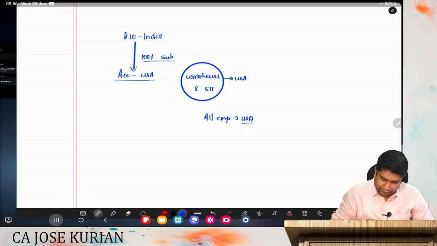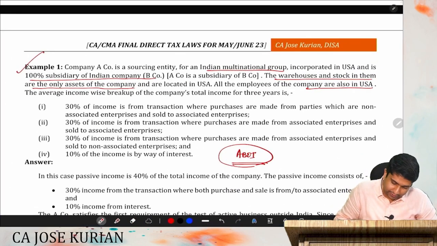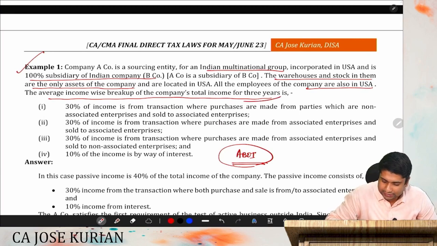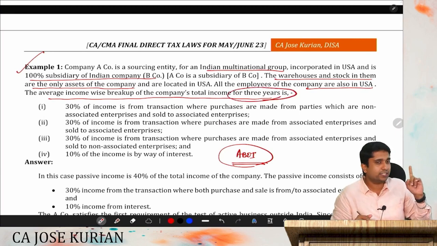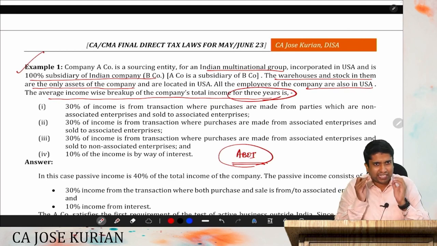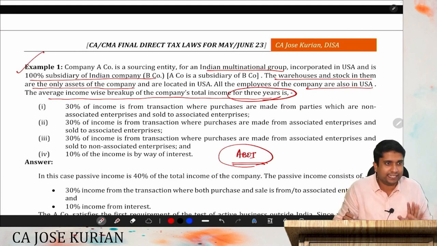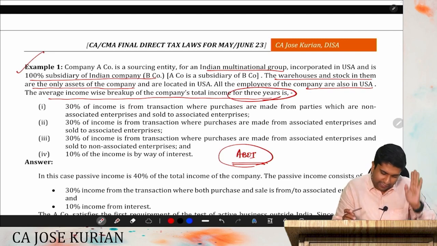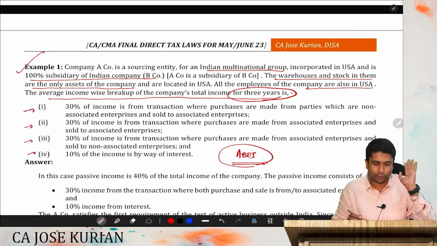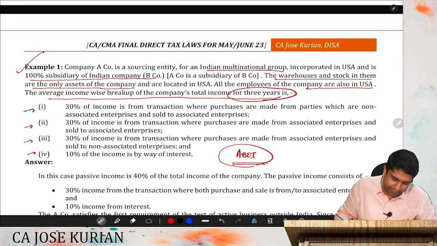Now they have given an income-wise breakup. They have given the average income-wise breakup of the company's total income for 3 years. What is the logic behind these 3 years? I'll tell you later. Are you all with me? For the time being, just forget about this 3 years point. This is the average income-wise breakup that they have given to you. Now, let's go through that breakup.